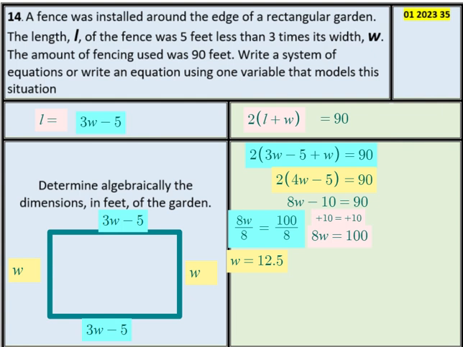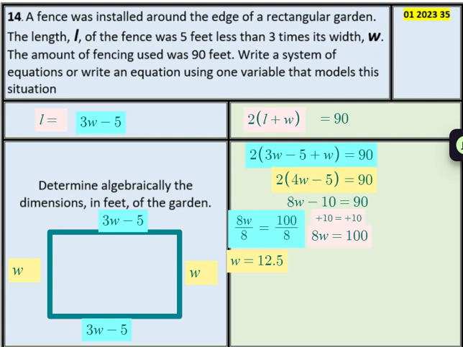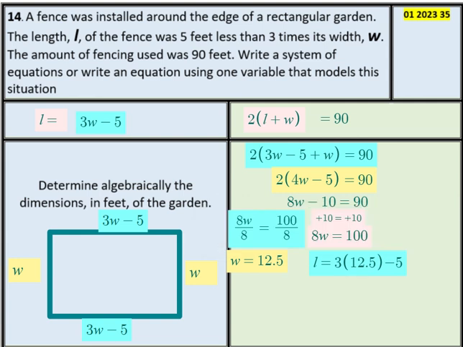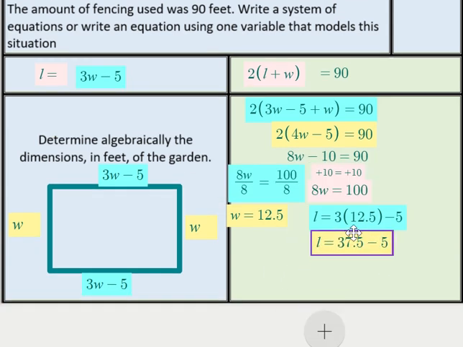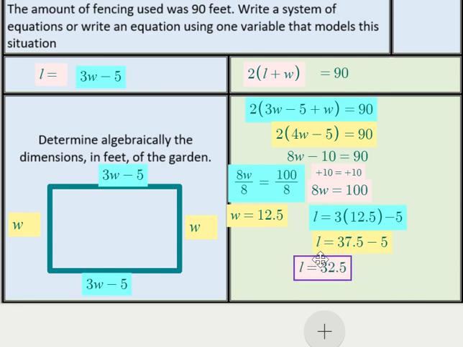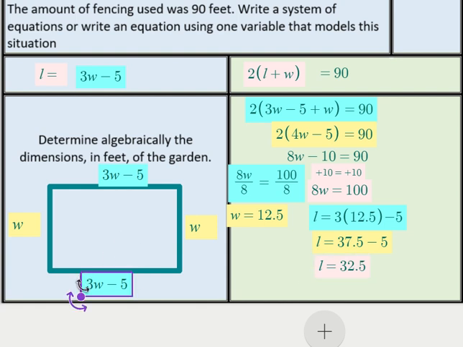So now if I know the width, I can use that to find the length. Because remember, the length equals 3W minus 5. So the length equals 3 times 12.5 minus 5. So 3 times 12.5 is 37.5 minus 5 is 32.5. So the length of our garden is 32.5.